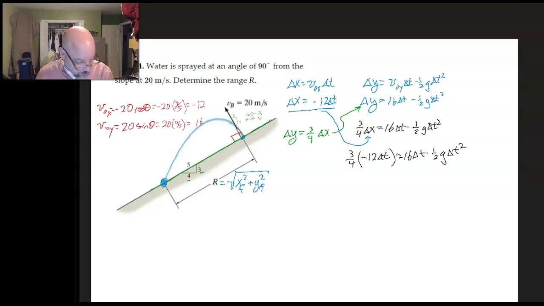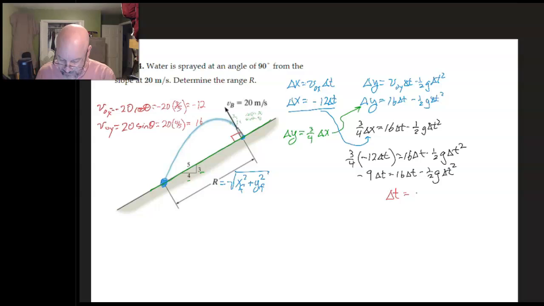So if we look at this just a little bit more, then I'm going to have here minus 9 delta t is 16 delta t minus 1/2 g delta t squared. Okay, there we go. Boom! So I'll let you finish that up. We've got the biggest, hardest part of it done there, because what that's going to do for you is it's going to allow you to get your delta t.